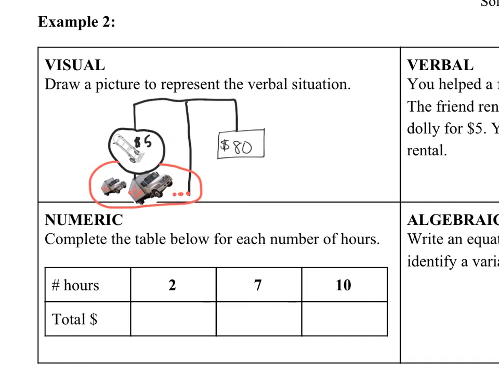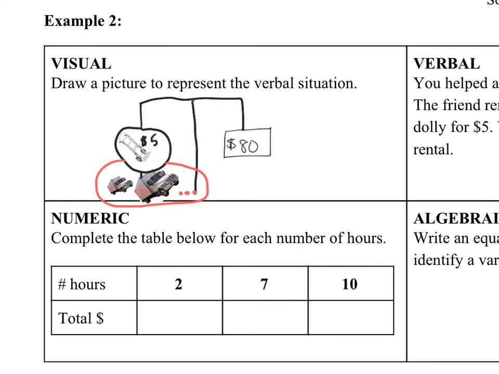So now what I want you to do is to complete the numeric table, and so you're going to find your total cost for 2 hours of renting the truck, 7 hours of renting the truck, and 10 hours of renting the truck. And so you're going to use this idea that it costs $5 for the dolly and then $15 per hour to complete this numeric table. Pause the video, press play when you're ready to check your answer.